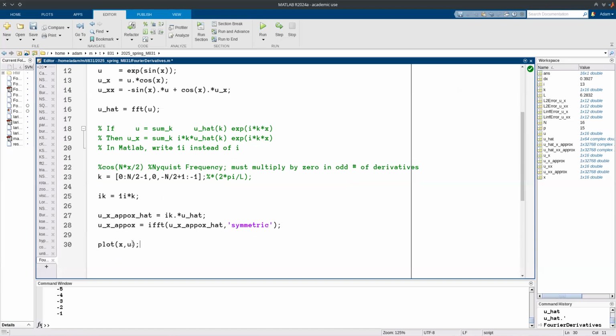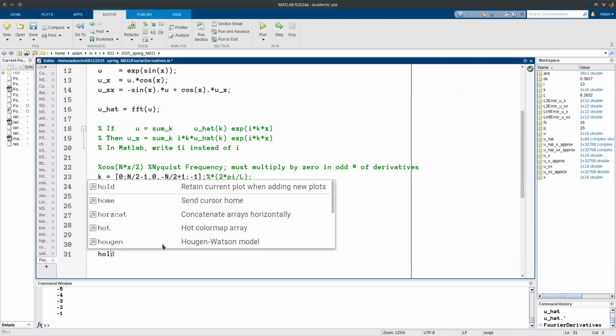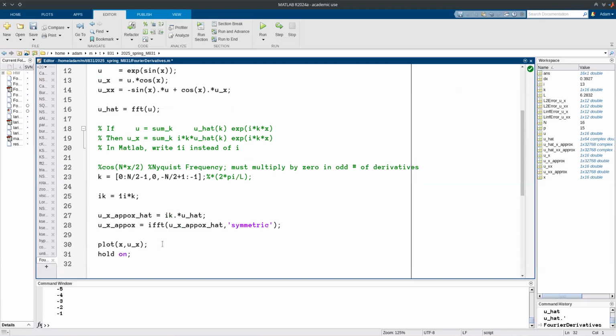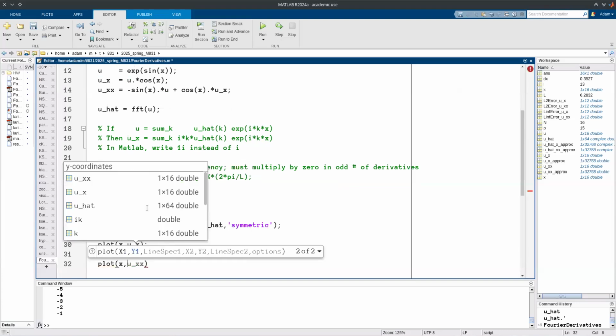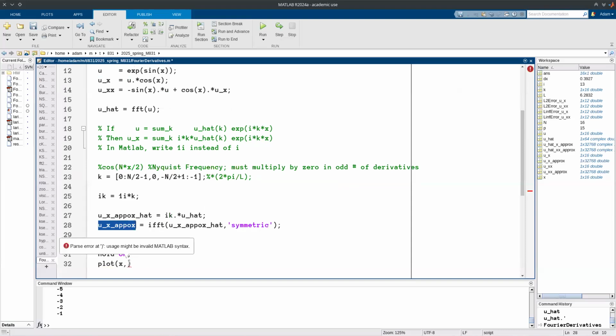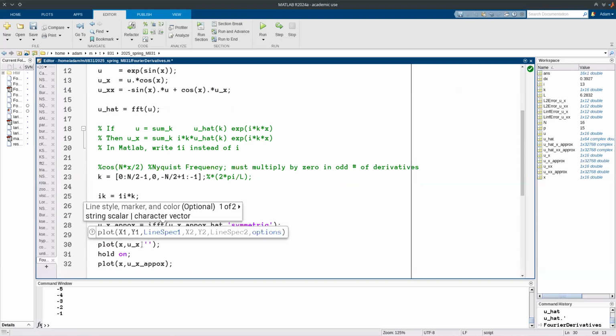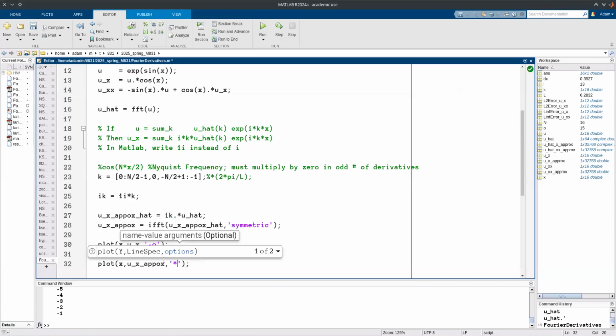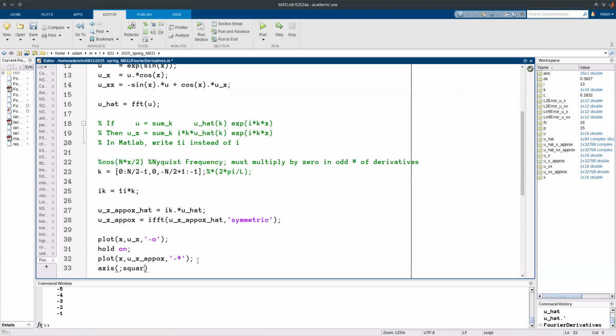Okay, so we'll plot x comma u. Sorry, I guess we should really plot x comma u of x. We want to check the derivative. And then let's put hold on and plot x comma ux approx. Let's plot this one with dash O's so we can see things, and then this with dash star. Oops, dash star. There we go. And let's do axis square.